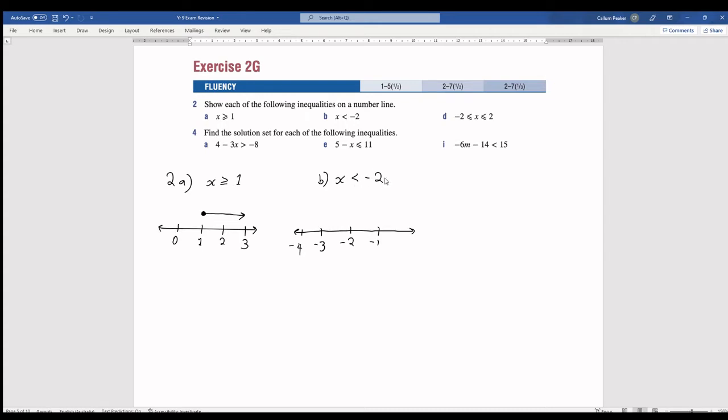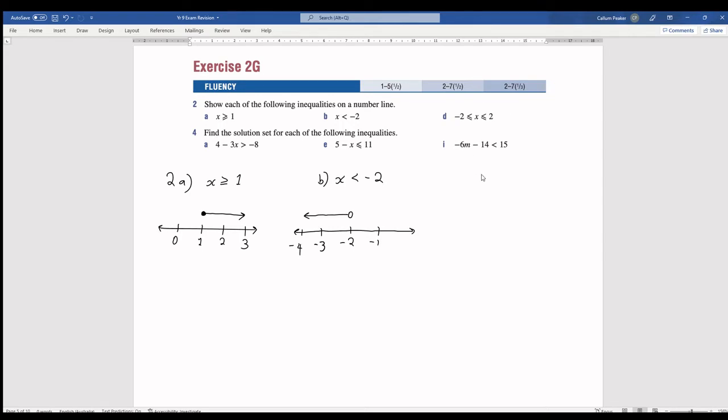And we know x is less than negative 2, so it can't equal negative 2. Negative 2 is not included in that set. So I'm going to draw an open circle, and it is less than that number. So an arrow going that way, and that's part B.